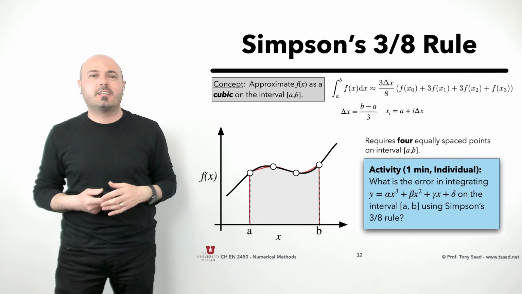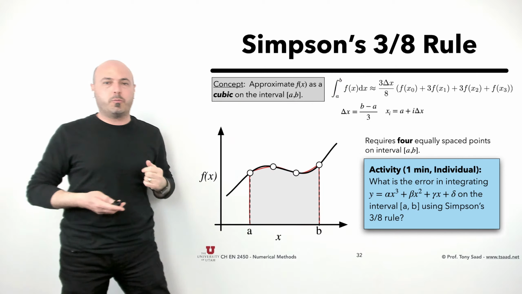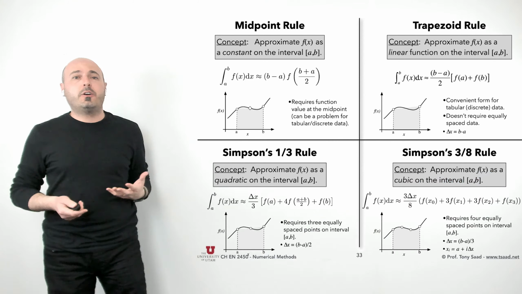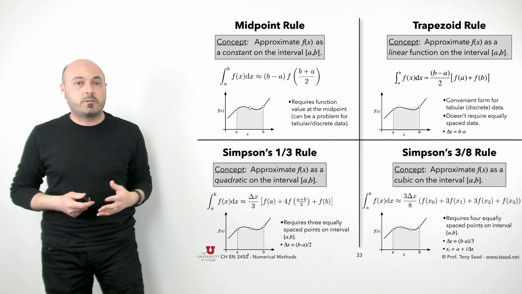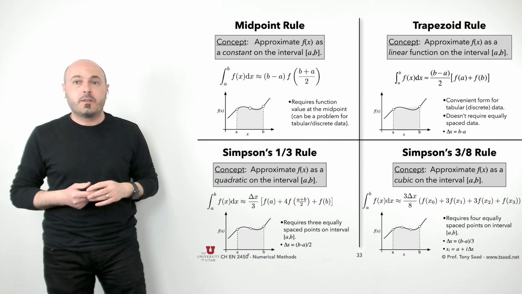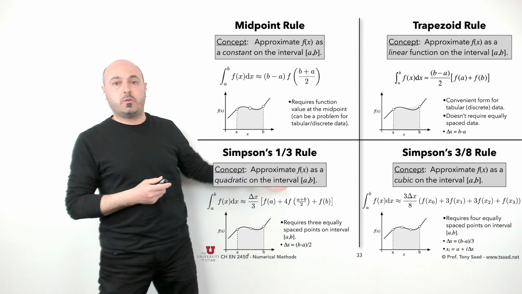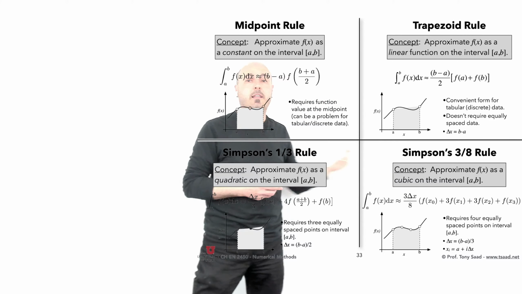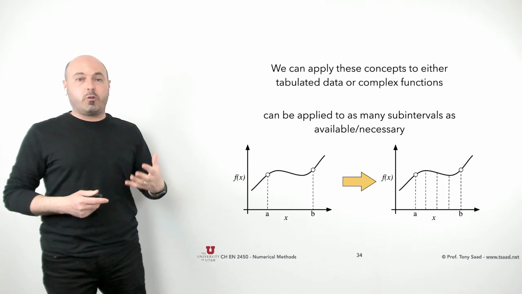I'm sorry, I'm rushing this a little bit because it becomes just repetitive. It's just a matter of applying these formulas. But the punchline is where and when these formulas are going to be useful: when you are dealing with discrete data. This is a summary slide of all of those rules: the midpoint rule, trapezoidal rule, Simpson's 1/3 rule, and Simpson's 3/8 rule.